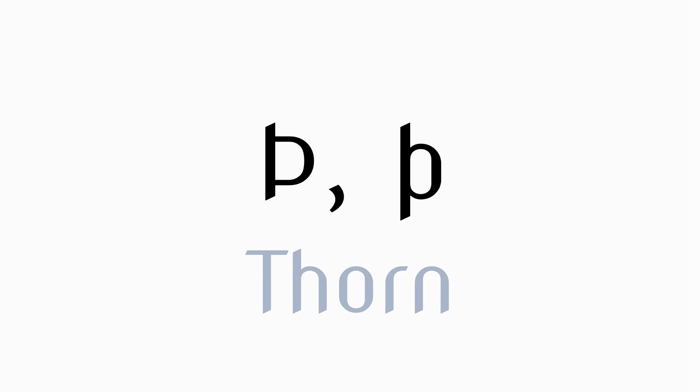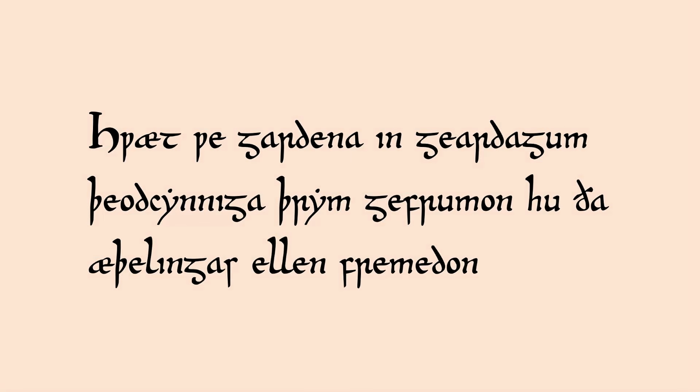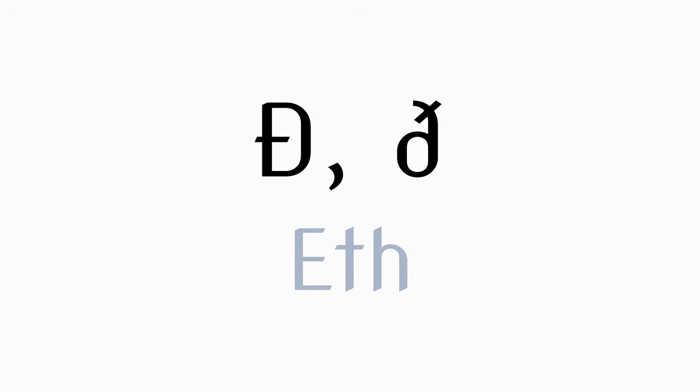So the Thorn letter, as well as being a rune, became a letter and was written in manuscripts, like in the Old English Beowulf, which we can see the starting line of here. You can see that Thorn appears all over the shot in this edition. Let's move on to look at Eth.